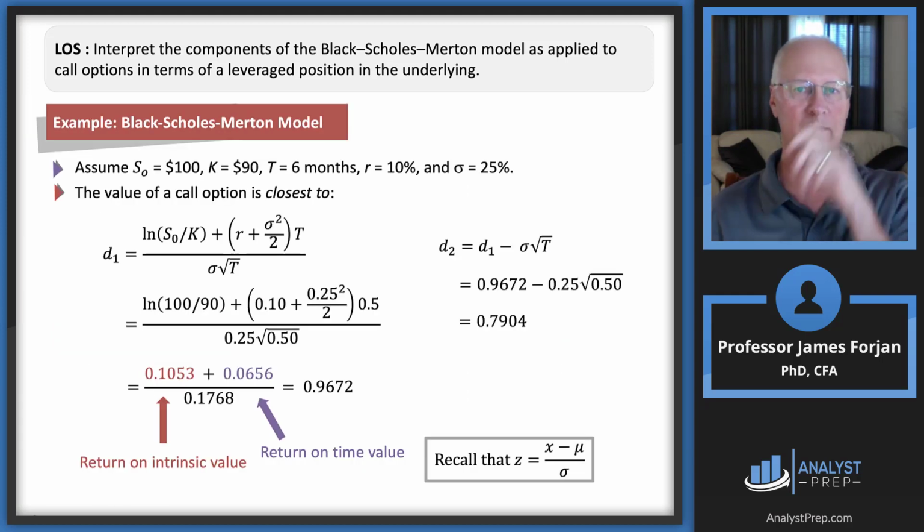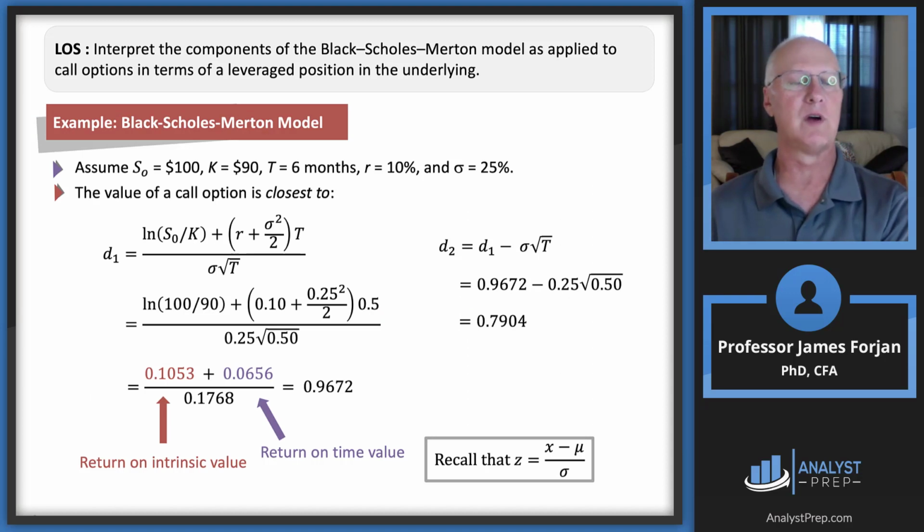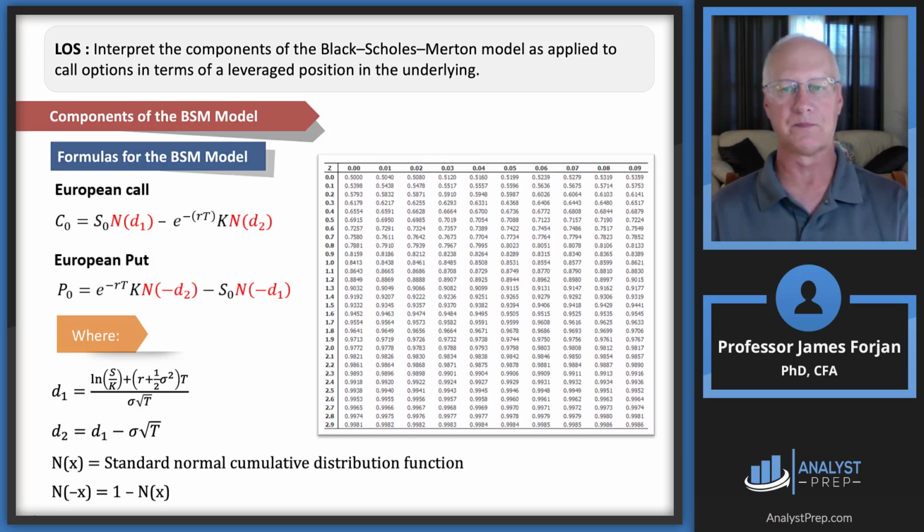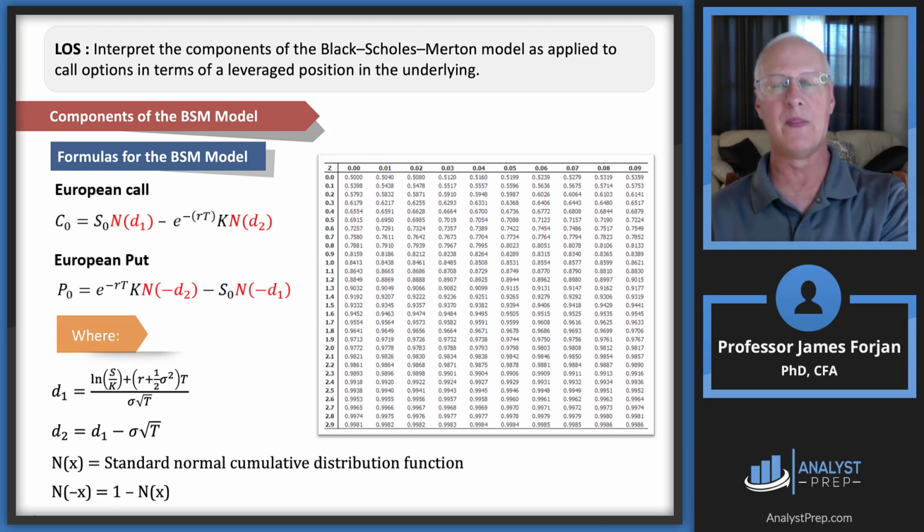So let's go ahead and work through an example here. Let's go back to my original stock price of 100, exercise price of 90, 6 months, 10%. And then let's add a fifth variable of volatility, 25%. So what we need to do is calculate D1 and D2. And then we need to look those numbers up on the table.